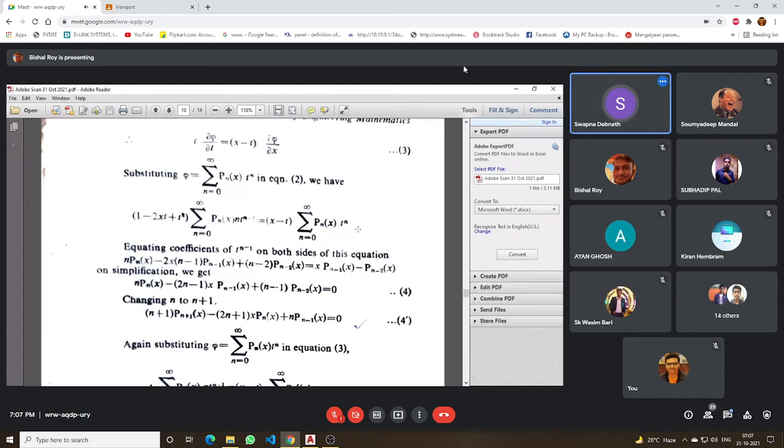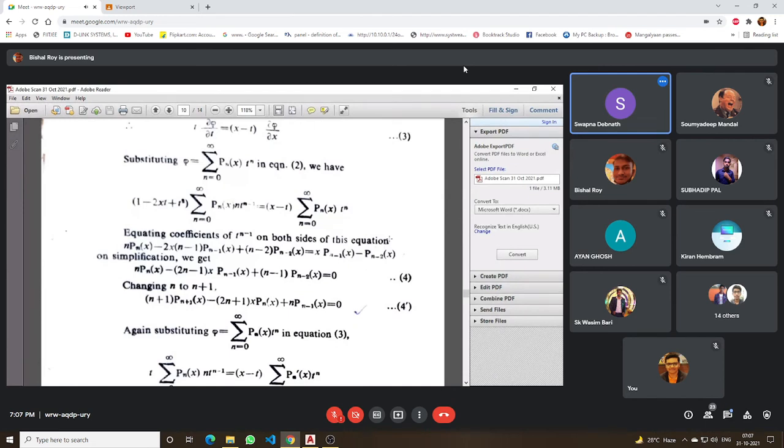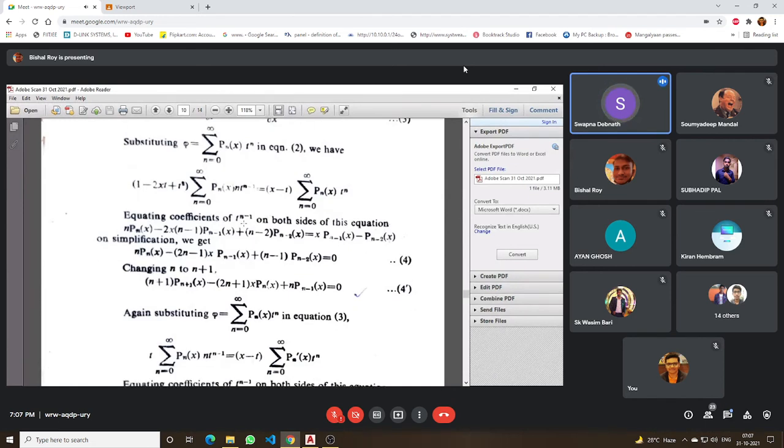Now we equate the coefficients of t to the power n−1 from both sides. Therefore, from the left hand side, t to the power n−1 is n Pn(x), then minus 2x into, put n equal to n−1 so that it becomes t to the power n−1, and so on. Therefore, from the left hand side, this is the coefficient of t to the power n−1, and in the right hand side, t to the power n−1. Now equating these and simplifying, we arrive at equation number 4.